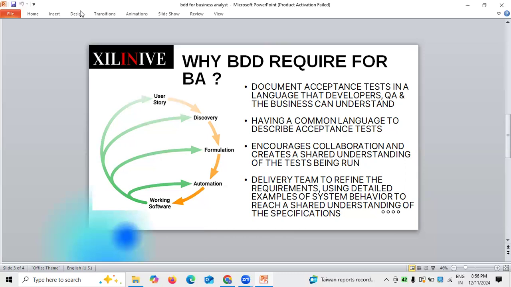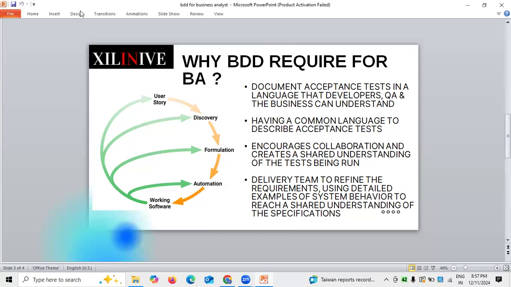Next, there is a common language which normally describes the acceptance testing. For that, understanding the behavior is what BDD is used for. It also encourages collaboration and creating a shared understanding of the tests which are being run while we are performing any kind of testing. Last but not least, the delivery teams refine the requirements using detailed examples of system behavior, to reach a shared understanding of the specifications. For that, this BDD is something which we normally use.